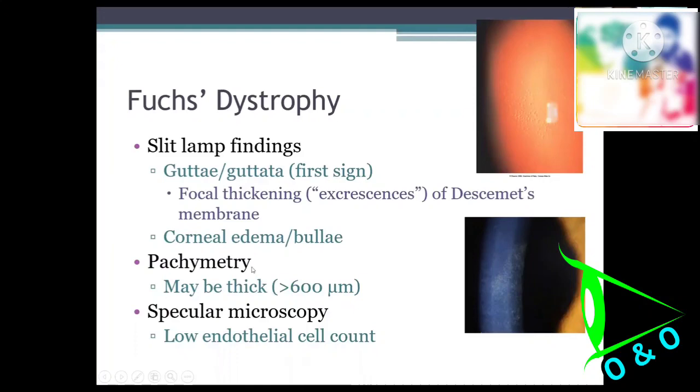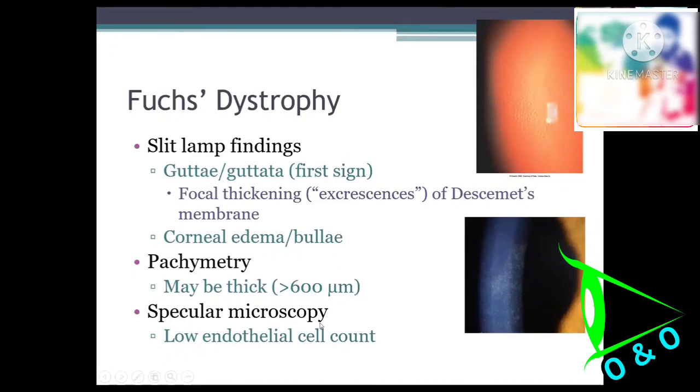I don't do pachymetry typically in Fuchs dystrophy because I base my exam on the slit lamp. And whether or not a patient has a 550 thick cornea or a 650 thick cornea, it doesn't really matter. What matters to me is what the patient's seeing, what their vision is, and what I'm seeing on exam as far as what I'm going to do next as far as treatment.